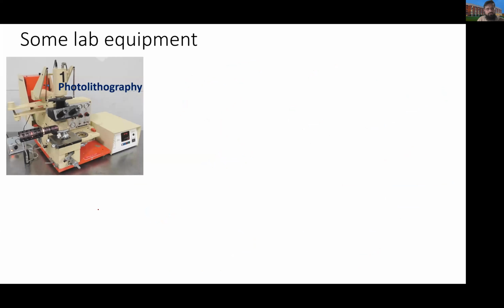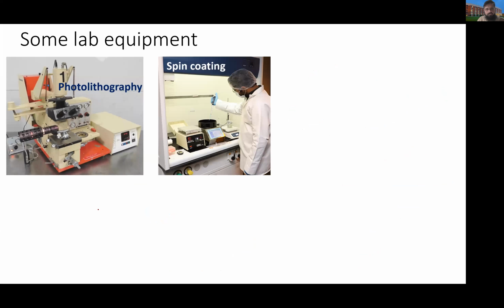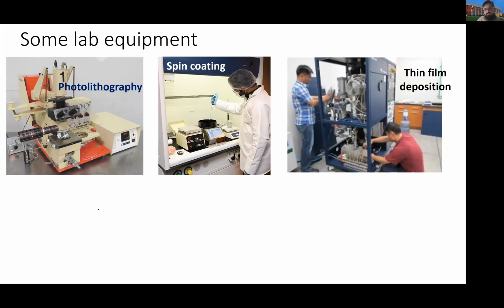Some equipment that we use: as I said, we do the photolithography, so we have this equipment to do the UV exposure. We have the spin coater. When we put the photoresist, it moves at a high RPM to evenly spread the photoresist. We have a thin film deposition system, which is used to make microelectrodes. I did not get time to explain how to make microelectrodes, but with thin film deposition you put a very thin layer of metal and then do photolithography to make the patterns on that thin layer.